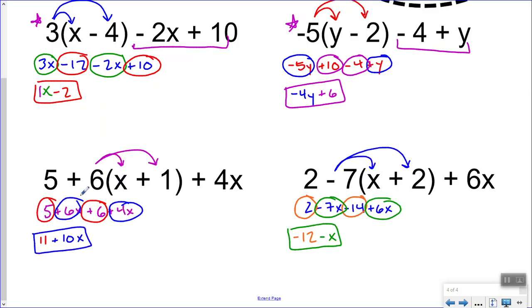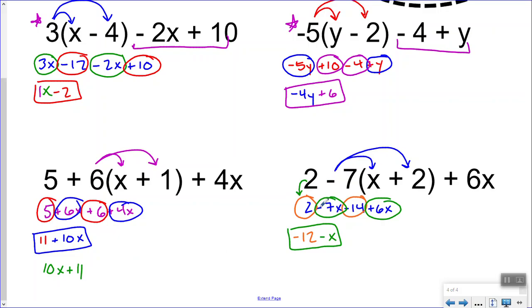Alright, so first we distribute. 5 doesn't change. 6 times x is 6x. 6 times 1 is 6 plus 4x. We combine like terms. 5 plus 6 is 11. 6x plus 4x is 10x. So we get 11 plus 10x, which is the same thing as 10x plus 11. Then we move on to the next one.